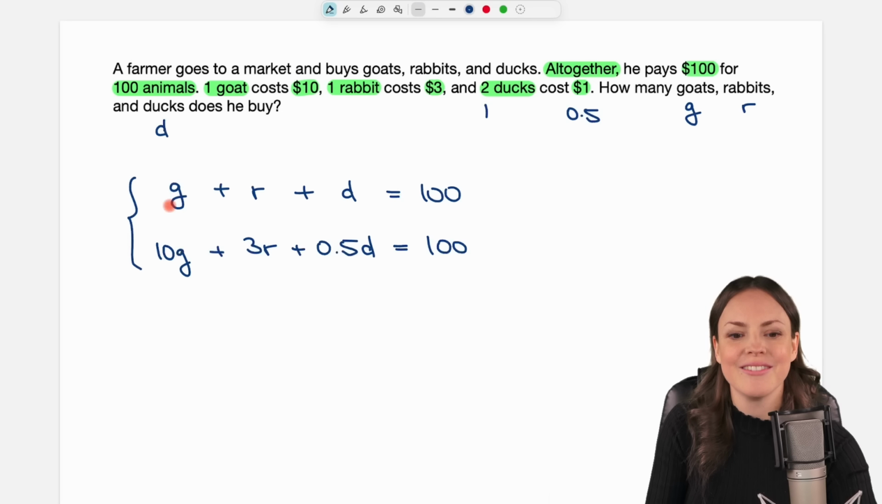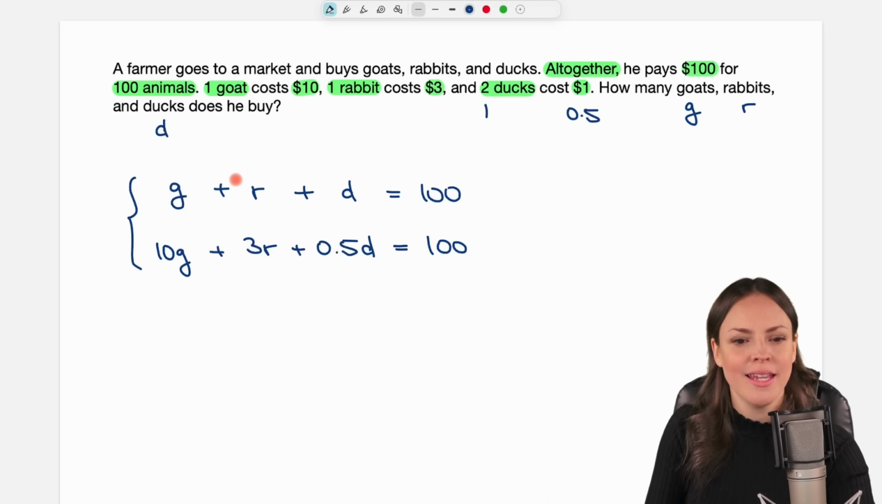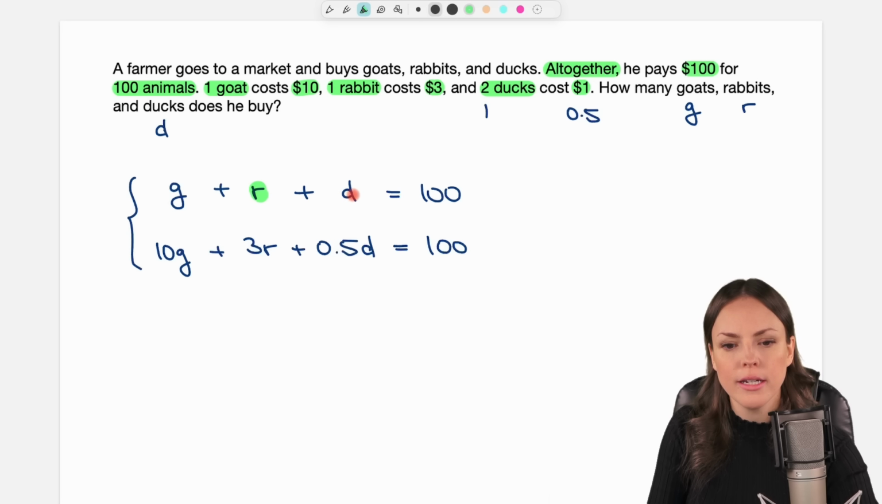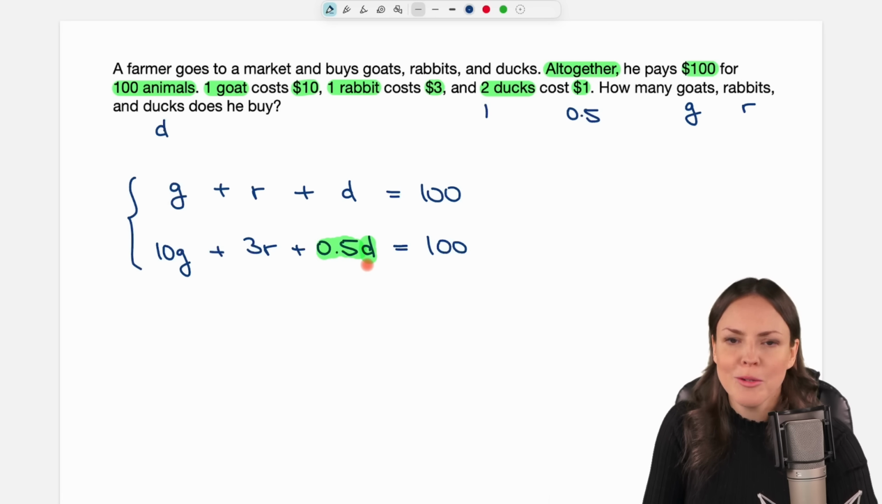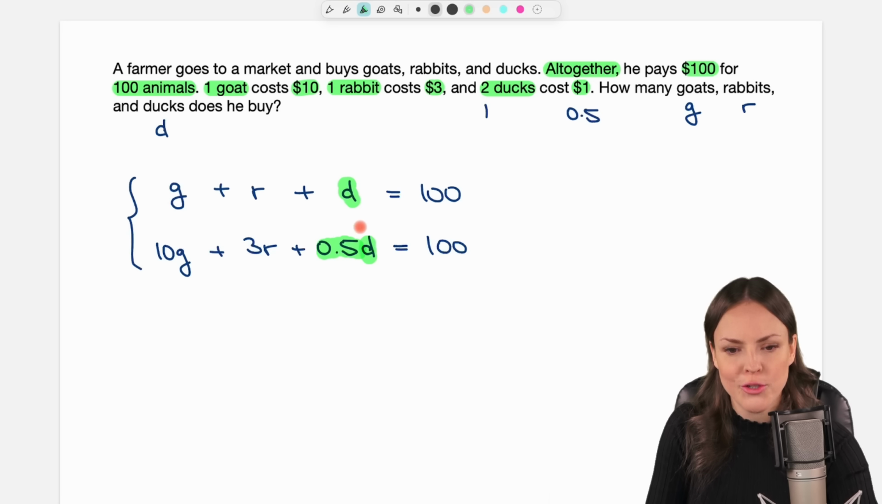So we have 2 equations, but 3 variables, which is not great to begin with, but maybe we can find the solution anyway. So let's first get rid of one of the variables. We have G, R, D in here. Same here, we have G, R, D. Here we have 0.5D. I'm not a fan of decimal numbers, so maybe we get rid of D first.